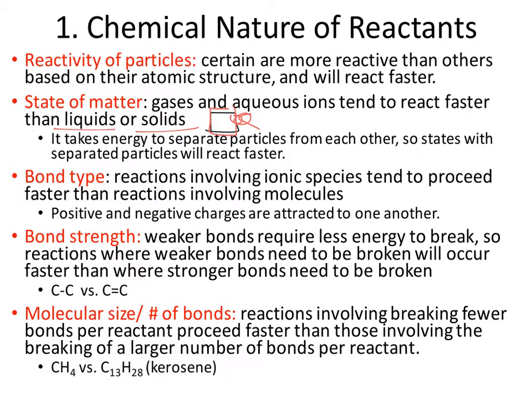Bond strength: if we have to break a double bond versus a single bond, we're going to need a little bit more energy to break this entire double bond. What that means is breaking up both the pi bond and the sigma bond. And here we'll just be breaking down the sigma bond. So again, the more bonds that we have, and the stronger the bonds, the slower it's going to be because we need more energy to actually break that up. And finally, molecular size.